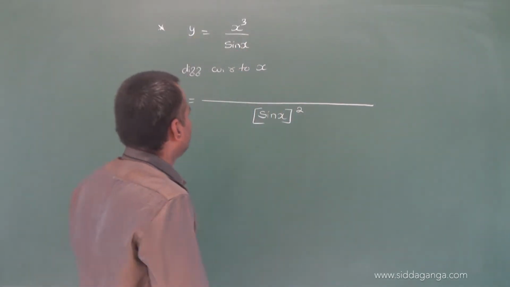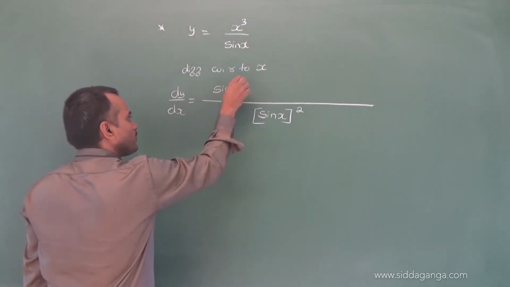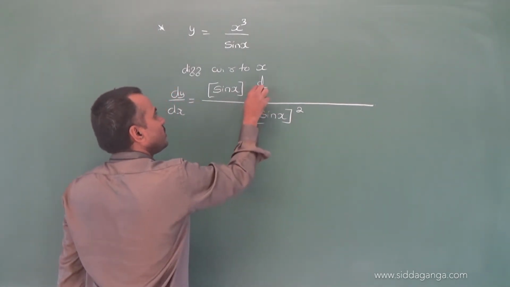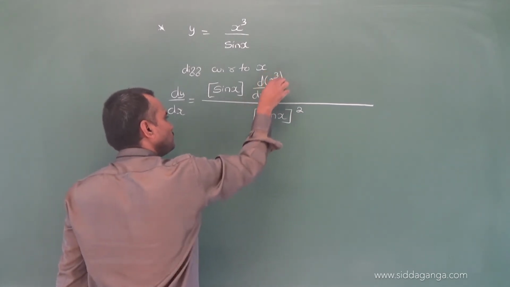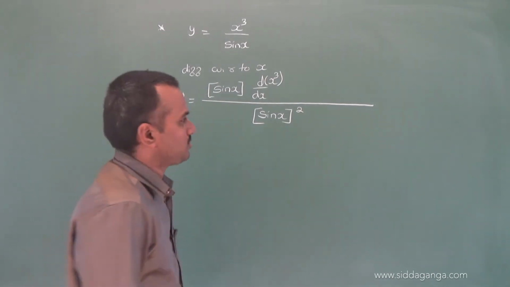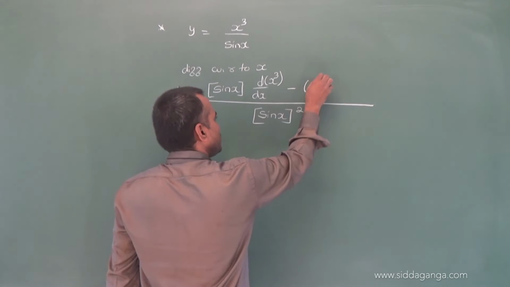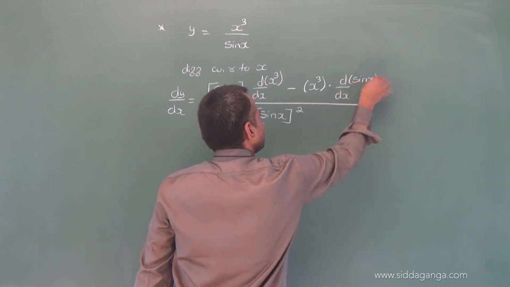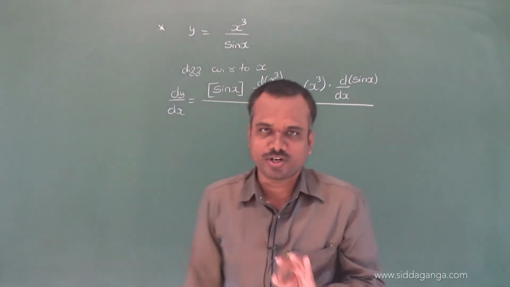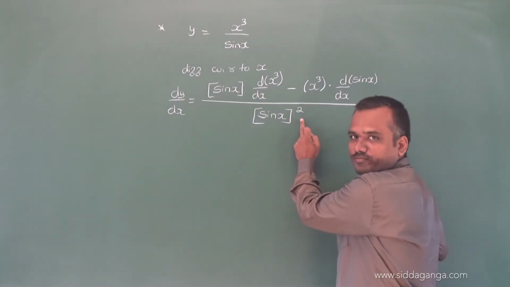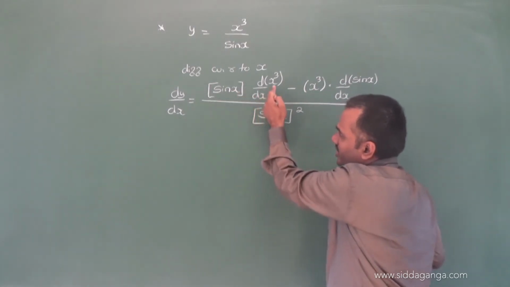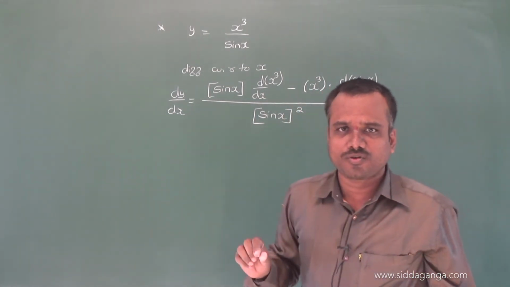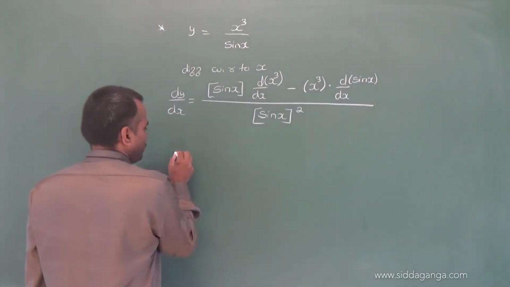Denominator square, denominator into derivative of numerator, minus numerator into derivative of denominator. Got my point? Observe here, denominator square, denominator into derivative of numerator minus numerator into derivative of what? Denominator.